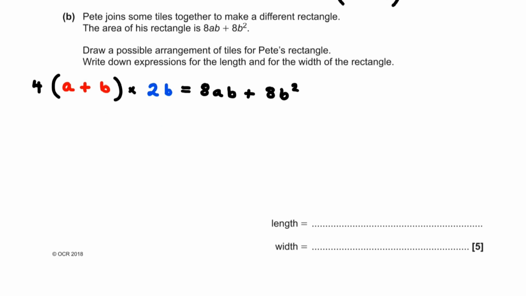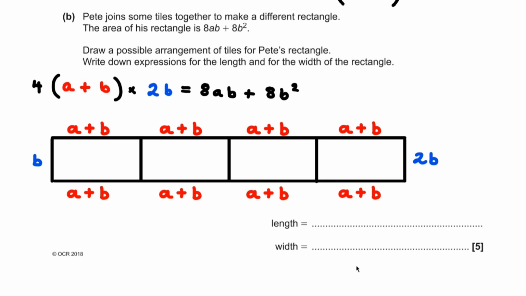So, let's represent this on a diagram. So, here is our diagram representing this. We've got 4 lots of a plus b for the length, and for the width we've got 2b. So, what is my length? Well, I've got 4 times by a plus b, so that's 4a plus 4b, and for the width I've got 2b.